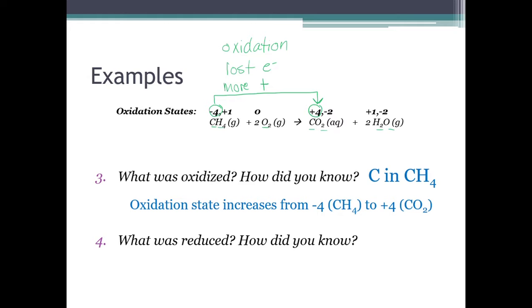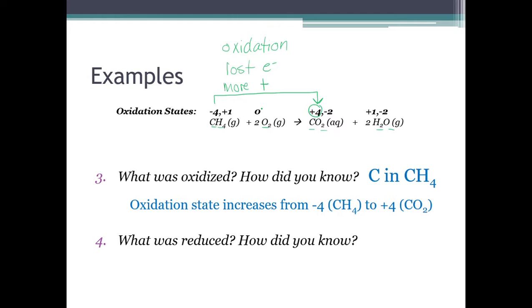So we still have two options now for what's reduced. Maybe it's hydrogen, maybe it's oxygen. If we look at hydrogen on the left, it is a +1. Hydrogen on the right, still a +1. So whatever's happening here, it does not involve hydrogen. Let's take a look at oxygen.